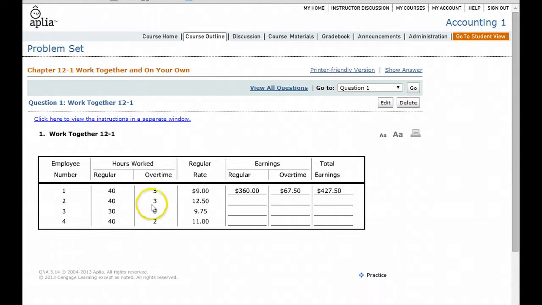You would do the same thing for this particular transaction, but what do you do for transactions where there is no overtime? Well, you don't calculate overtime. You would simply find the regular number of hours. So 30 times 9.75 would equal your regular earnings. And then right here for overtime, you just keep that 0. It'll be great because then all you have to do is carry this number over here for total earnings or gross earnings. Now this will help you complete activity 12.1 on your own.